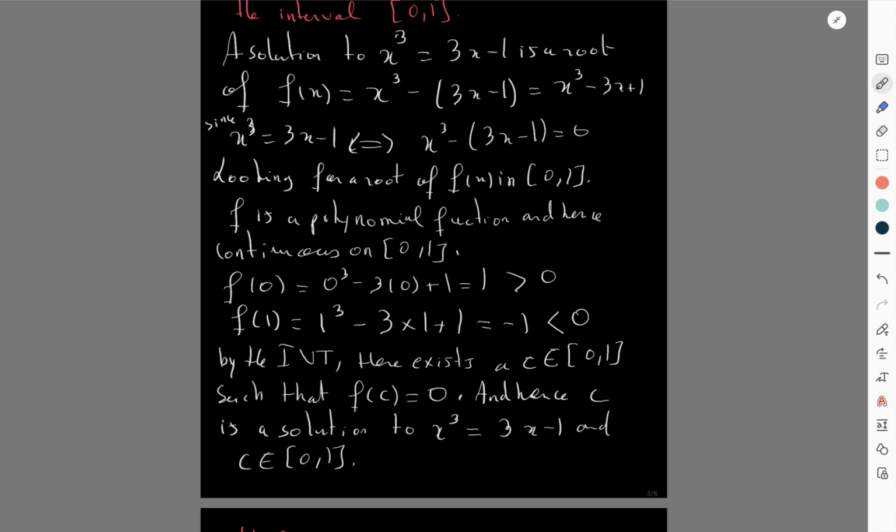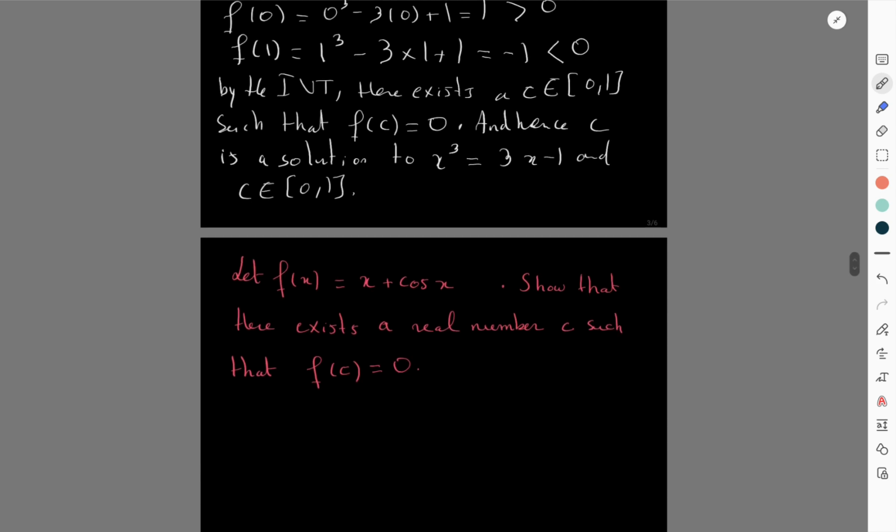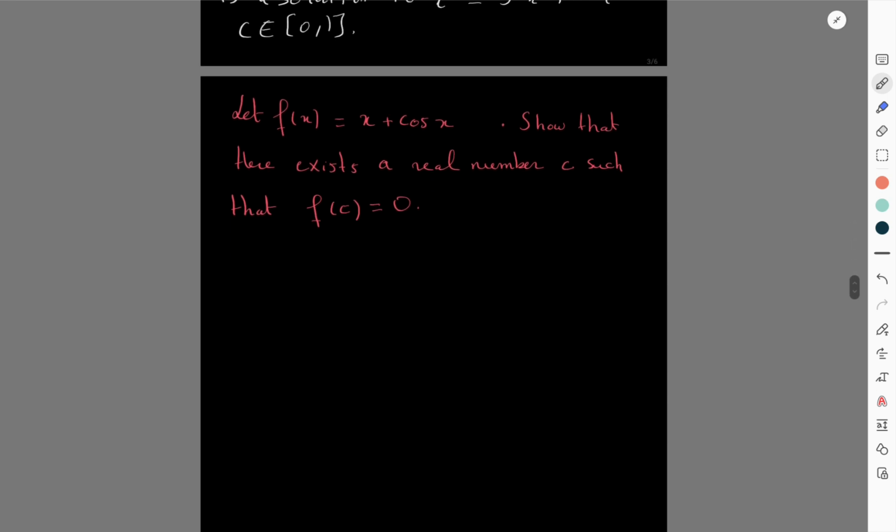Okay, great. Let's move on to one more question. So let f of x be x plus cos x. Show that there exists a real number c such that f of c is equal to 0. I mean, here there are many ways to proceed, but technically, most of the ways involve the intermediate value theorem. But anyways, let's try to do it in a classical way.